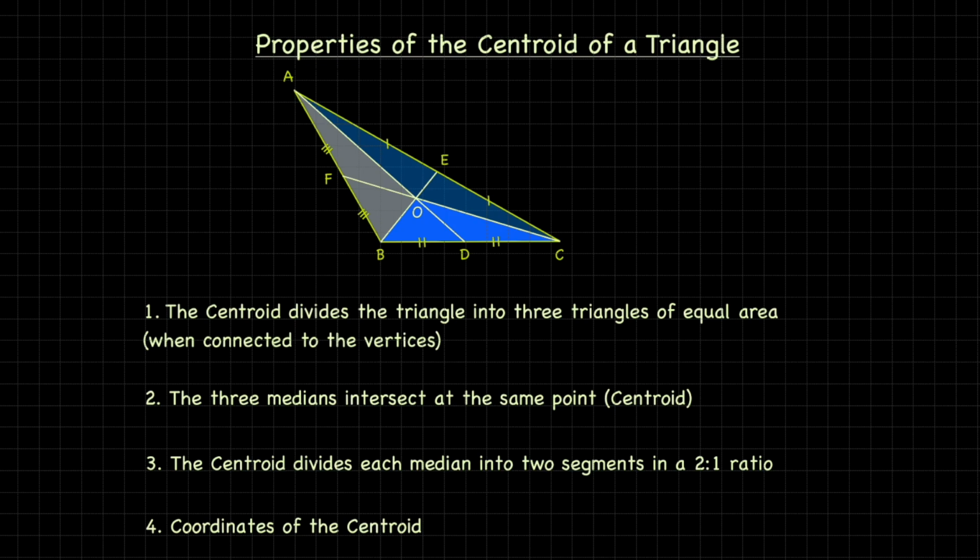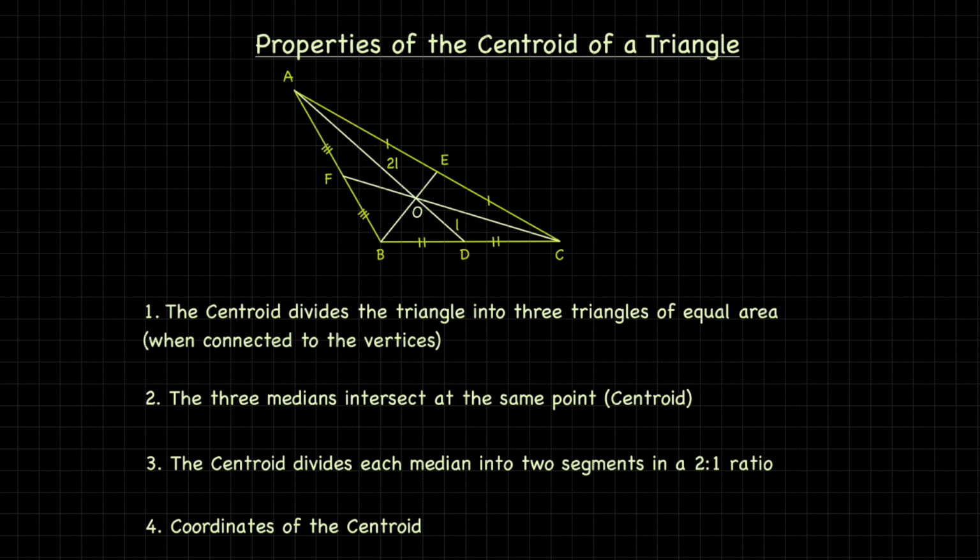So the light blue area is equal to the size of the dark blue area, which is equal to the size of the gray area. The second property says that the three medians intersect at the same point. Two medians will intersect at a point. The third median will also pass through the same point. The third property is saying that the centroid divides each median into two segments in a 2:1 ratio. So in this example, the lengths of AO and OD are in the ratio 2:1.